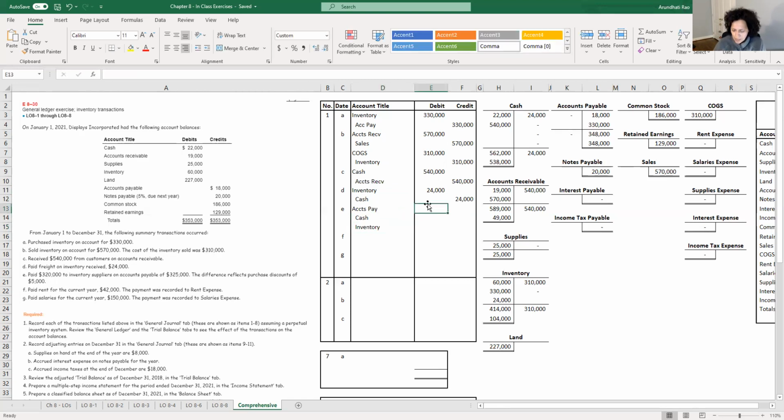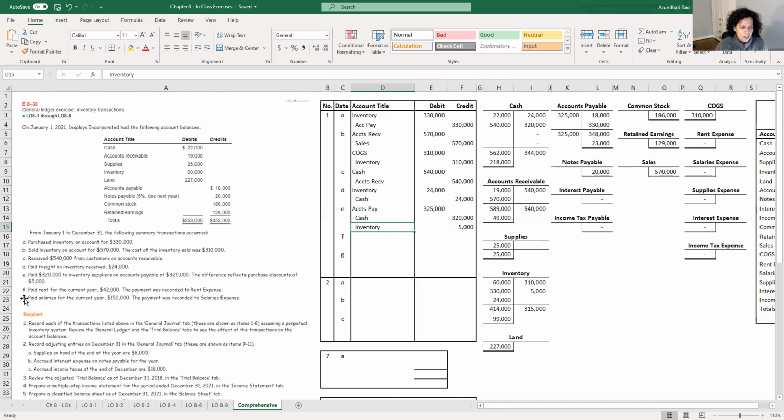So the total amount I owed them in this particular invoice was $325,000, but I paid them only $320,000, and the balance, 5,000, is an inventory credit. And the reason we are crediting inventory is we are saying my inventory is that much less expensive because I got the discount, I paid on time.